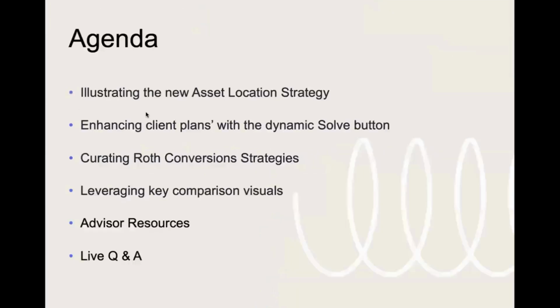We're going to be walking through the new popular strategy, the asset location strategy, and what that entails in a client plan. And we're also going to walk through our new dynamic Solve It button and how that can be leveraged in a client plan. And of course, with the tax strategies module, one of the very popular tools that has always been available is the Roth conversion strategies that are available to be leveraged there. So we're going to look at curating those and some of the new visuals available as well.